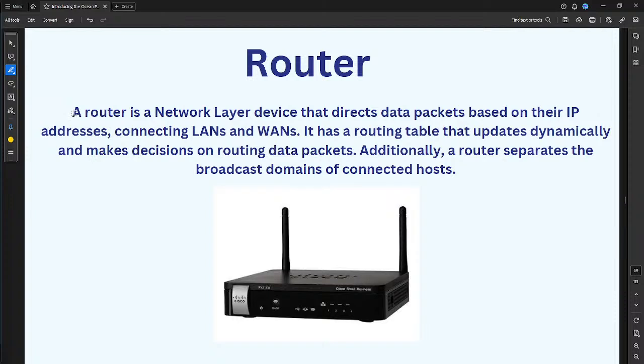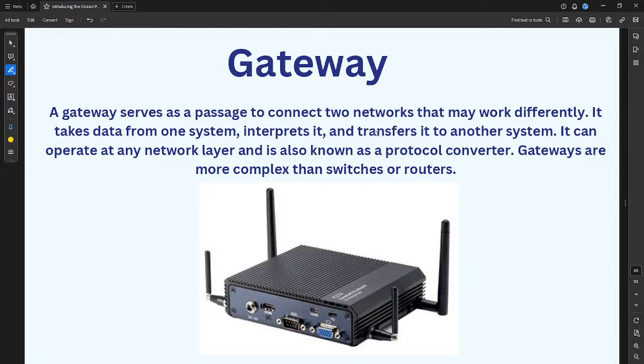Now, a router is simply a network layer device that directs packets based on their IP addresses, and it connects LANs and WANs. It also has a routing table that updates dynamically and makes decisions on routing packets as well. So we're looking at networking devices, and of course how they are being used.